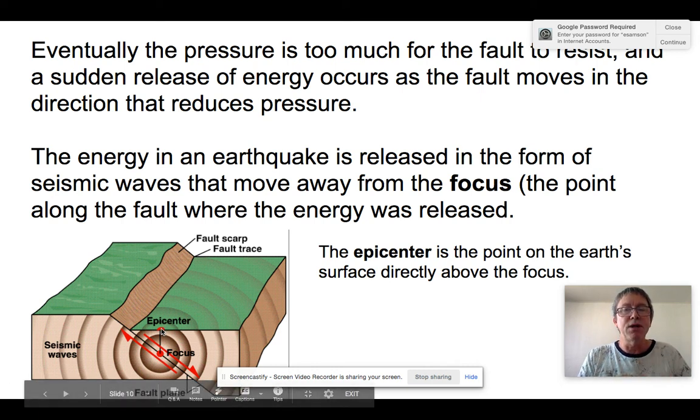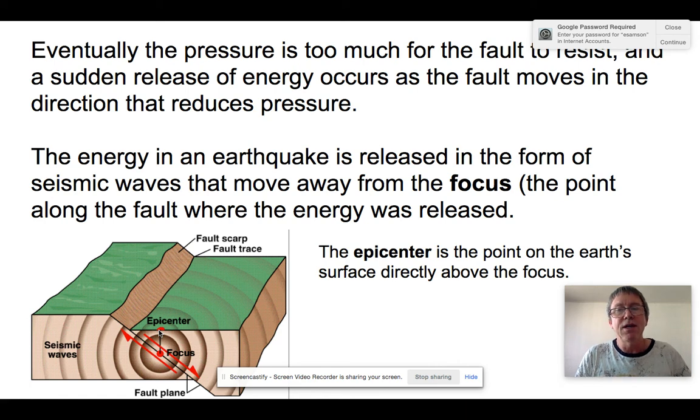The epicenter is the point on the surface directly above the focus. And so, as far as the surface goes, that seems like where the earthquake started, even though it actually occurred deeper inside the earth.